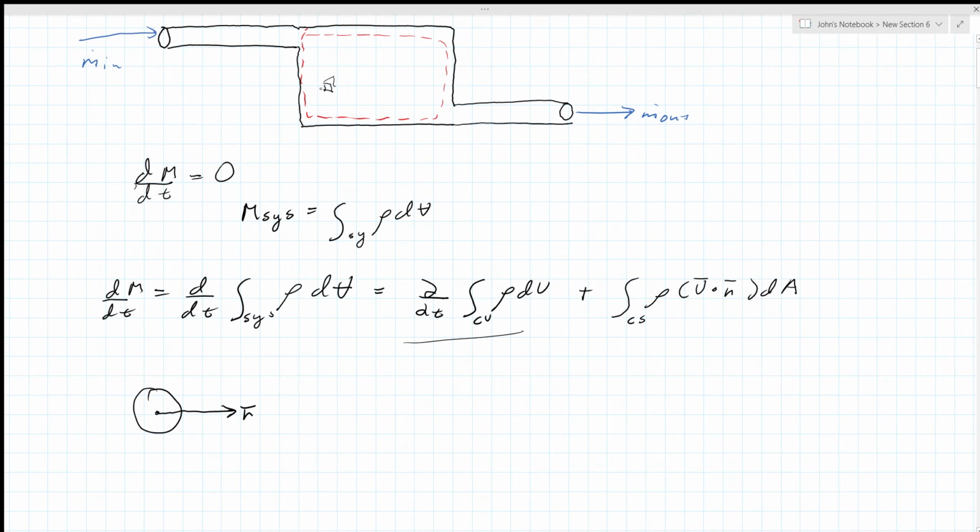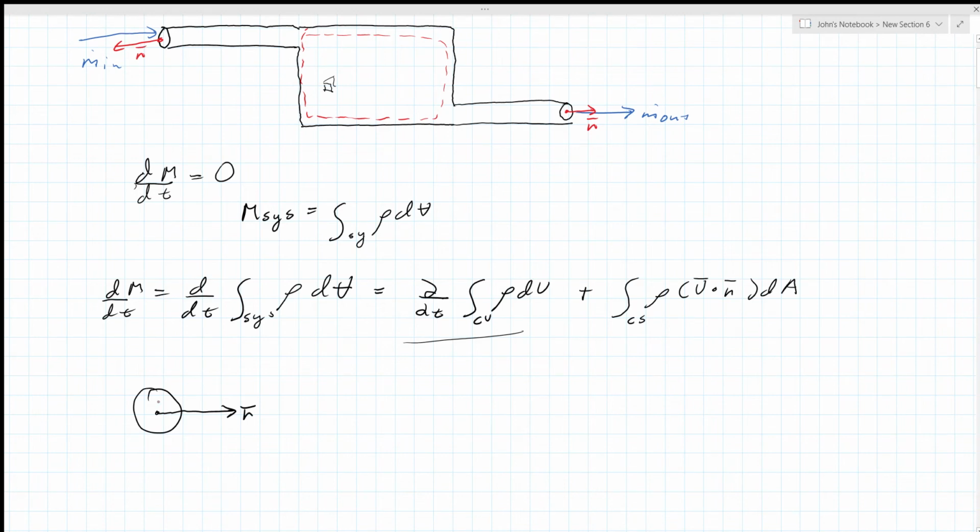If this entire thing is open, then your entire surface area of your structure would be your control surface. However, I only have one inlet and one outlet. As a result, I'm just focusing on these two areas. So here would be my normal vector, and here would be my normal vector.